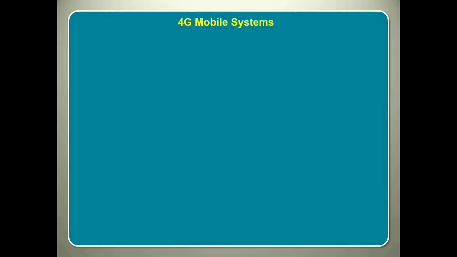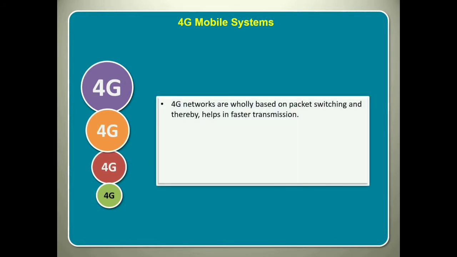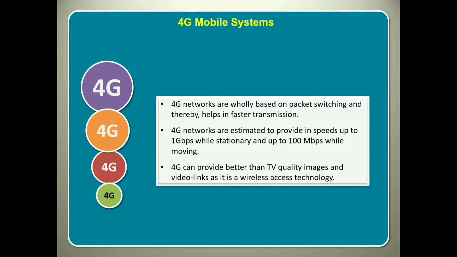Next is about 4G mobile systems. 4G networks are wholly based on packet switching and thereby help in fast transmission. 4G networks are estimated to provide speeds up to 1 Gbps while stationary and up to 100 Mbps while moving. 4G can provide better than TV quality images and video links as it is a wireless access technology.